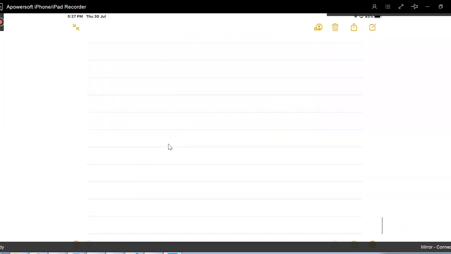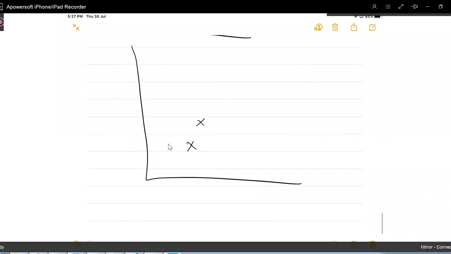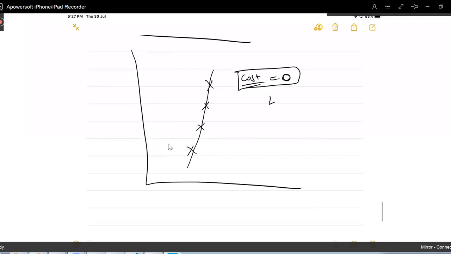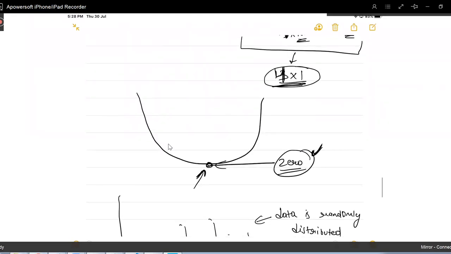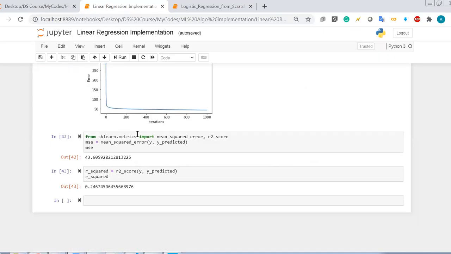But suppose my data is like this, then I will be able to find the straight line. So then only my cost will come to 0, if the data is actually linear. If the data is linear, then only this will happen. Just remember this thing. It is not necessary that the cost should always come to 0. The cost could be like here also, like 20. The minimum cost could be 20 also. It is not possible that it will always come down to 0.